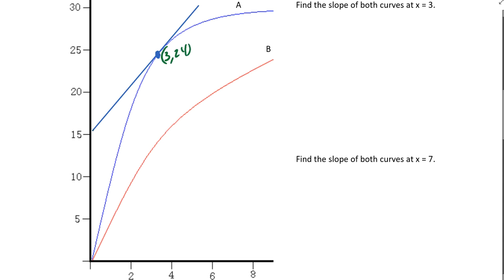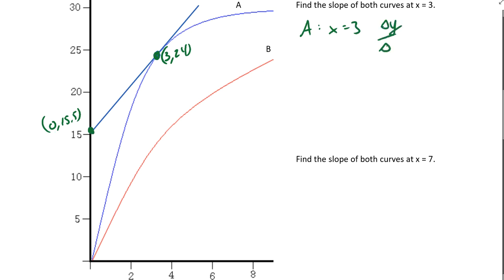I like using my intercept because it's easy. It's really close to 15, maybe 0, maybe I'll say 15.5, maybe somewhere around there. Okay, so now I've got 2 points that I'm going to use. Use that point, and then I can find my tangent. So this is curve A. And we're doing this at x equals 3.